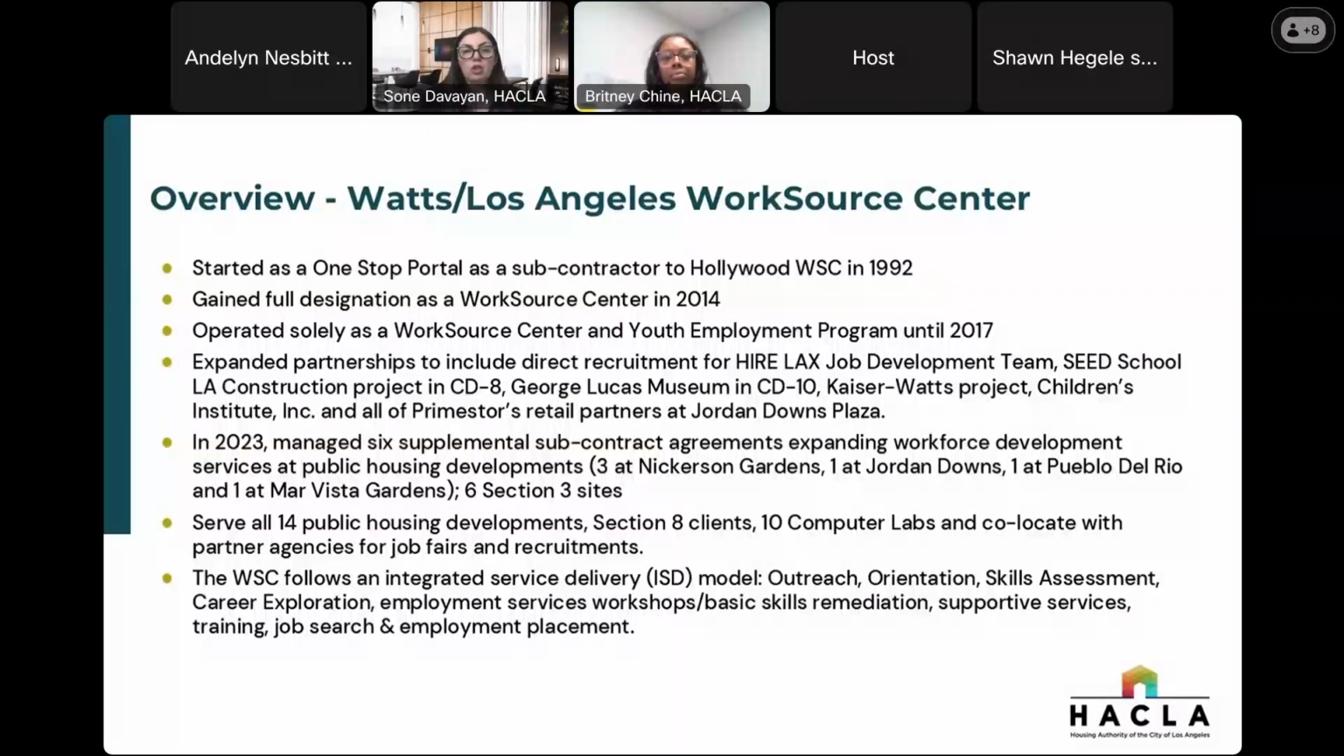They put together job fairs and recruitment events that help the WorkSource Center to attract clients, to enroll them for the training programs through the WorkSource Center, and also to leverage that for the Section 3 opportunities. HACLA's WorkSource Center follows an integrated service delivery model. So they do outreach, orientations, skill assessments, career exploration, and a full range of employment services, workshops, basic skill remediation. They provide supportive services, training, job search. They do a lot of the resume preparation, the soft skills that Sean spoke about earlier from Brooklyn Workforce Development Board, like how to go to an interview, how to dress, and all these other steps that are required before you actually go and get a job. So next slide, please.